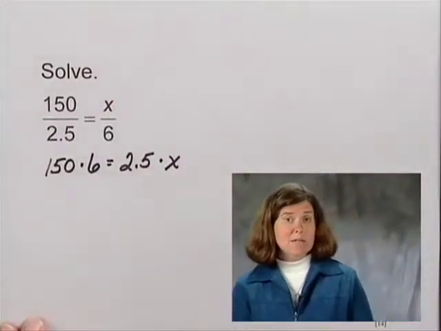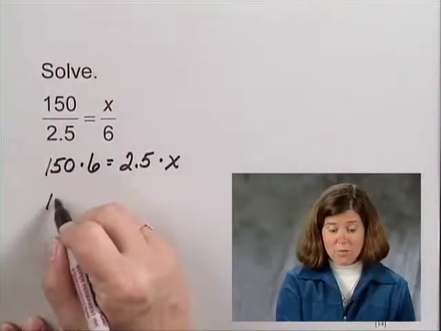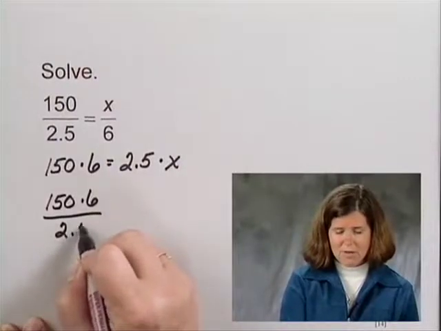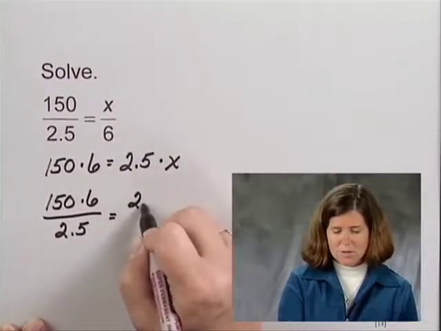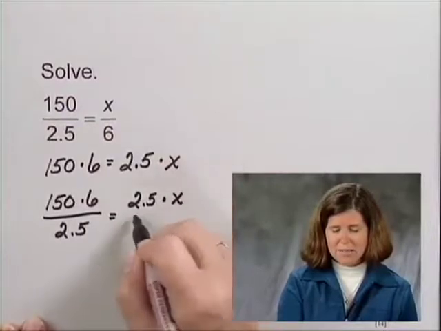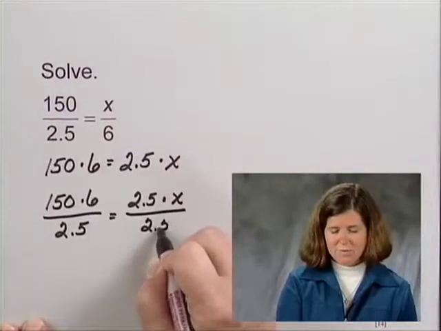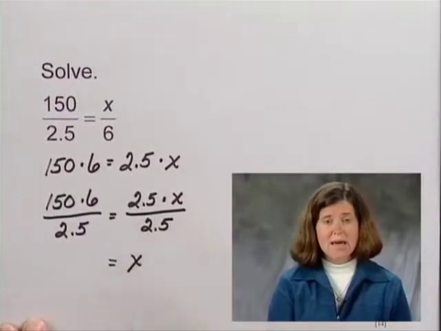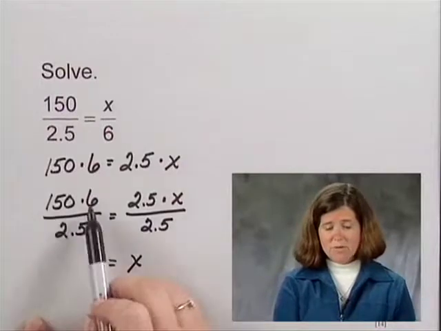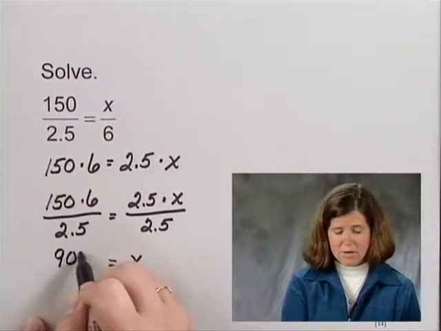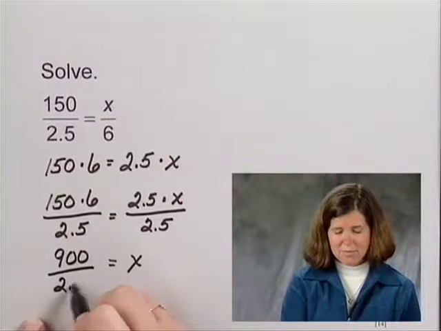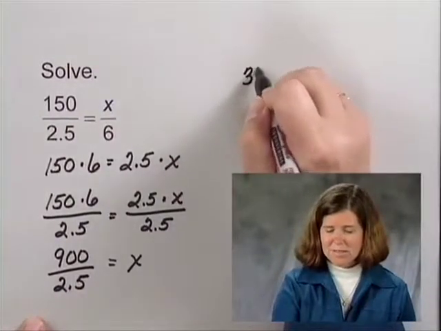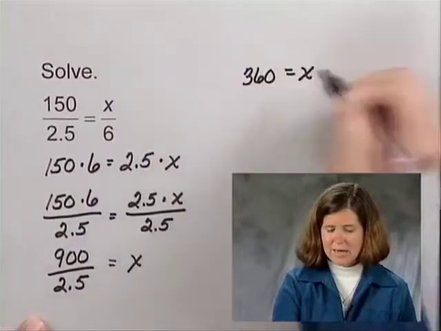To solve, we'll divide both sides by 2.5, and we have 150 times 6 divided by 2.5 equals 2.5 times x divided by 2.5. On the right side, this simplifies to just x. On the left side, we have 150 times 6, which is 900, divided by 2.5. Carrying out the division, we have that 360 equals x.